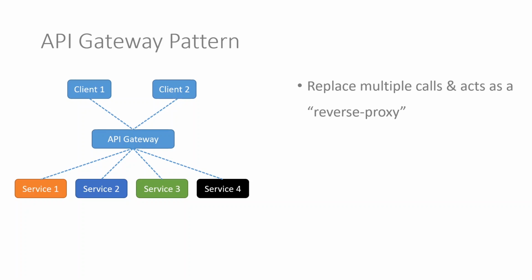So it replaces multiple calls potentially, and it acts as this reverse proxy. So it serves up content back to the clients as if the clients were directly requesting resources from the services. It can do lots of stuff, but we're going to be focusing on routing today. So, client makes a request to the gateway, and the gateway then determines where it goes and returns the relevant information back. So that's the main thing we're going to be doing today.